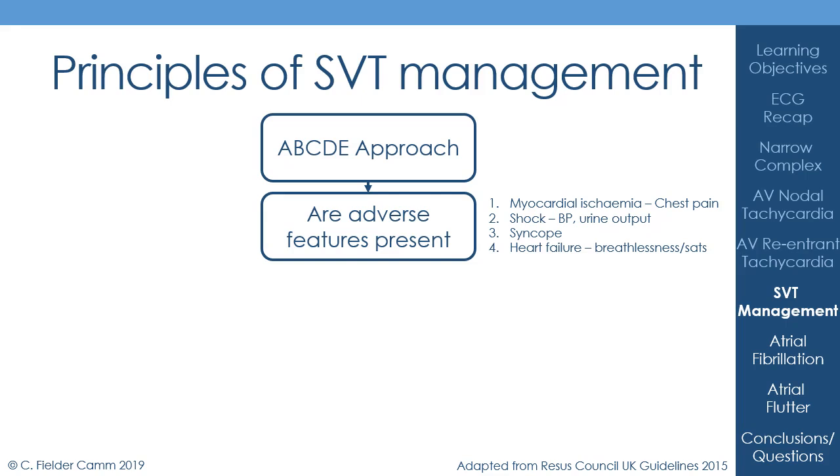And really we're talking about 4 things. So do they have features of myocardial ischemia? And by that I mean, do they have chest pain? Some patients will have some of that ST depression, like we showed on our previous ECG with their tachyarrhythmia. But if they've not got chest pain and they don't look particularly unwell, then I wouldn't worry just about that ECG finding. But if they've got chest pain, I would be concerned.